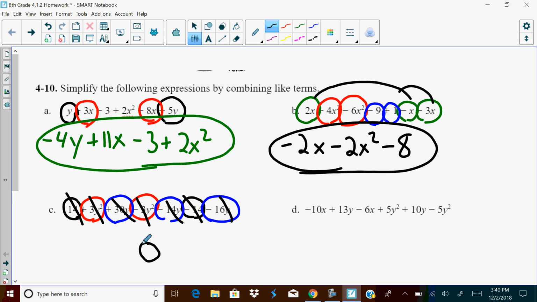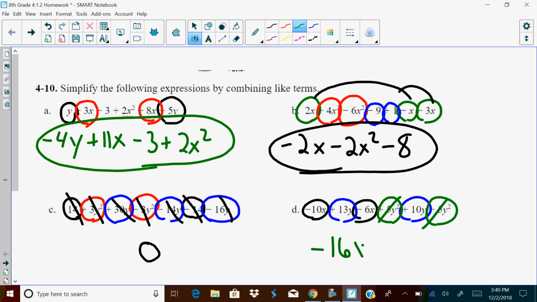Part D, negative 10x, negative 6x. I have a 13y and a 10y. And then I have a 5y squared and a negative 5y squared. So those ones cancel. So negative 10x and 6x are negative 16x. 13y and 10y are 23y.